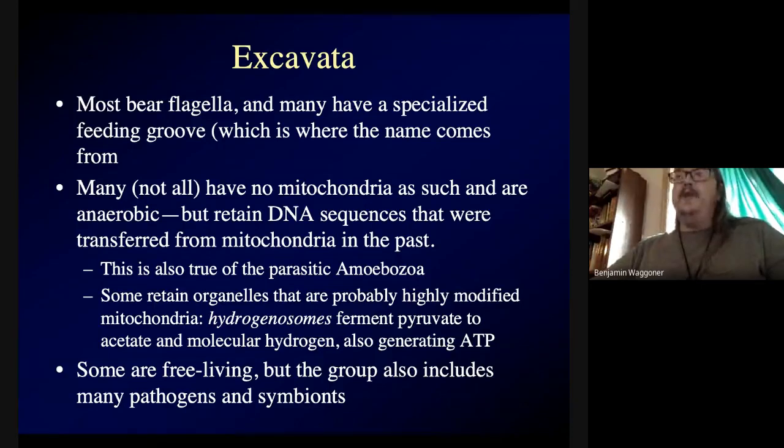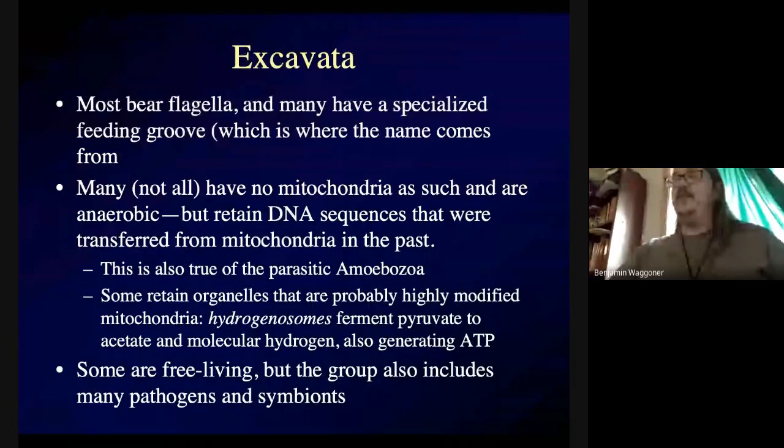This is also true, by the way, of entamoeba, the parasitic amoebas that we looked at. Some excavates still have organelles that are probably adapted, modified mitochondria, including some ATP-generating organelles called hydrogenosomes that ferment pyruvate. Okay, plenty of excavates are free living. You could see some in just about any old pond water sample, but there's a lot of symbionts and a number of important pathogens in the Excavata.